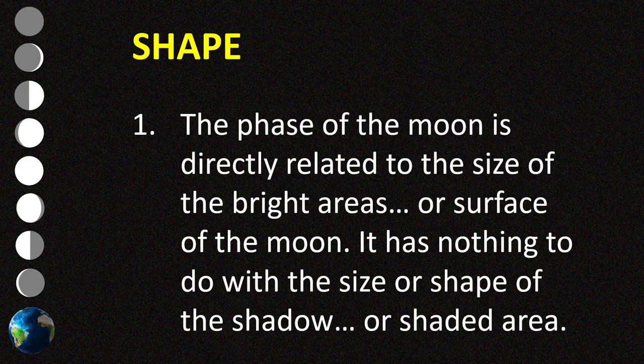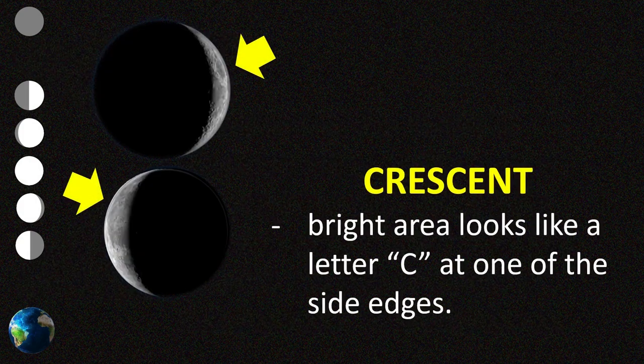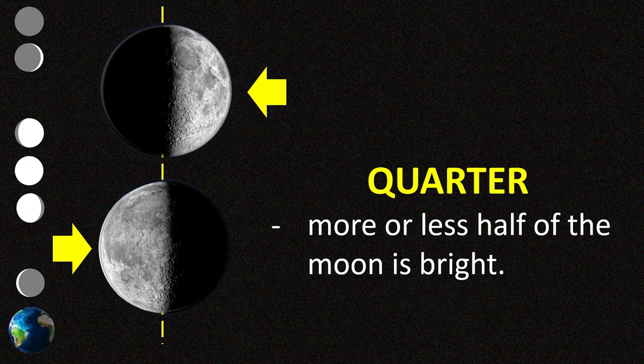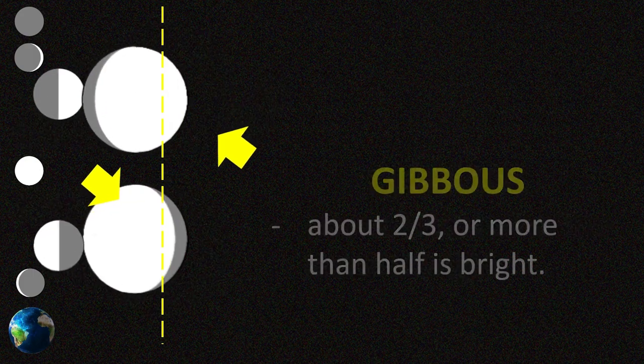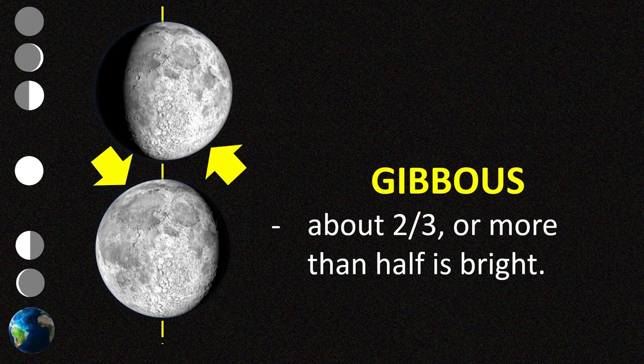And there are only 4 to remember. If the bright area looks like a letter C, it's called crescent. If the bright area is half or around half the surface of the moon facing us, it is called quarter. If the bright area is more than half of the moon's surface, it is called gibbous.